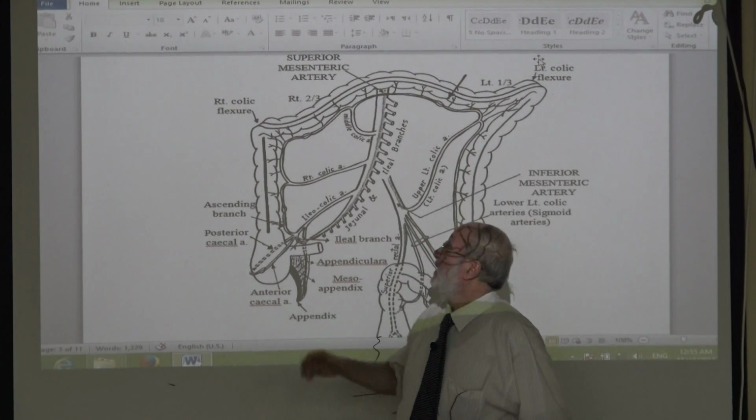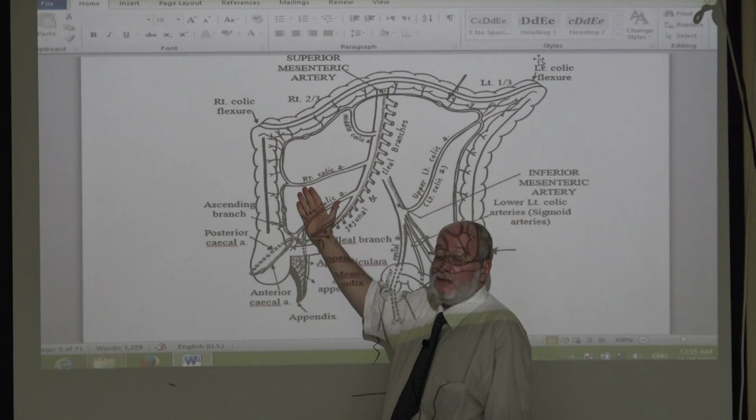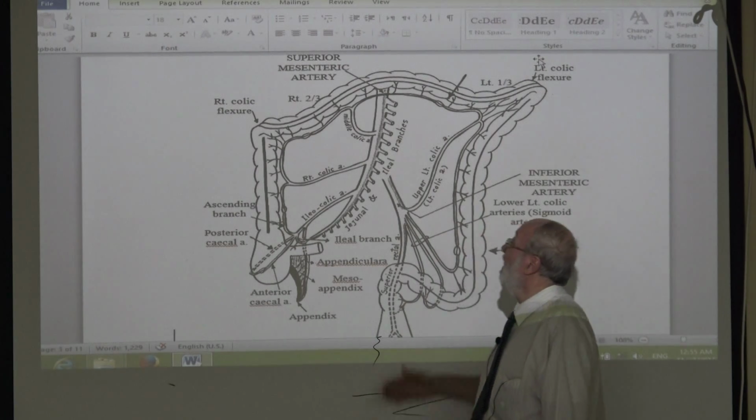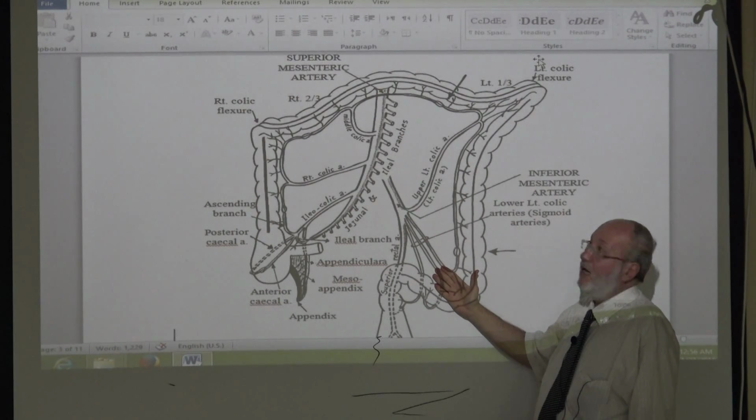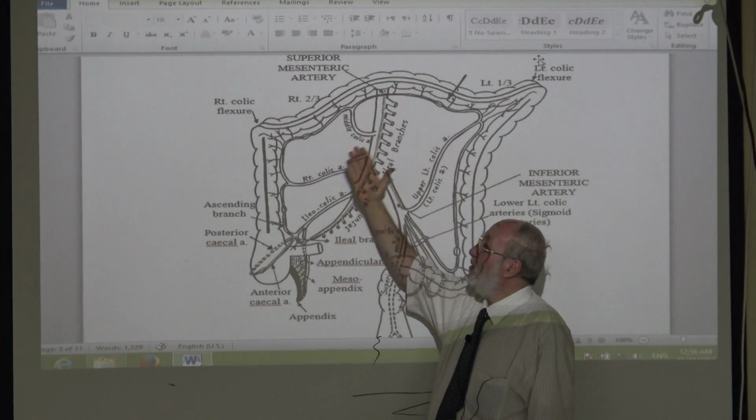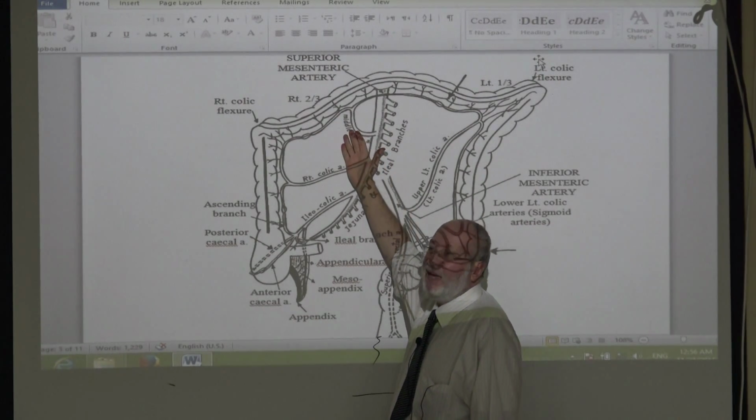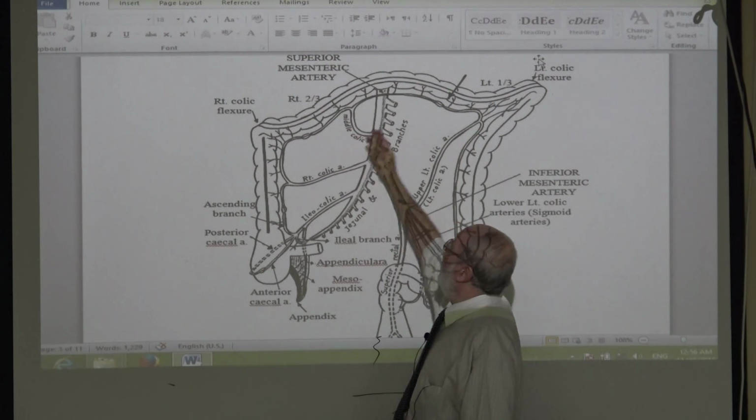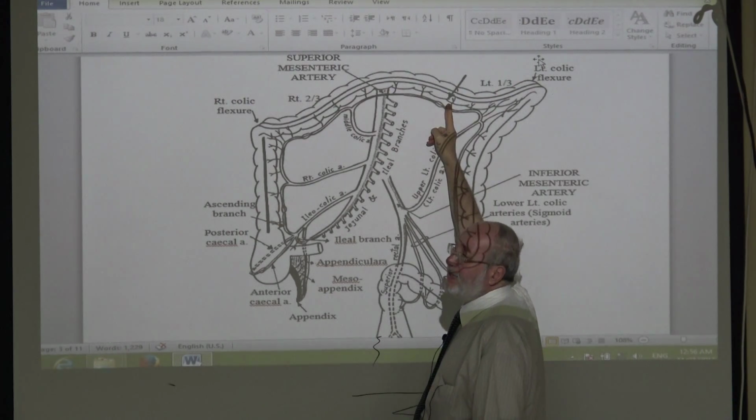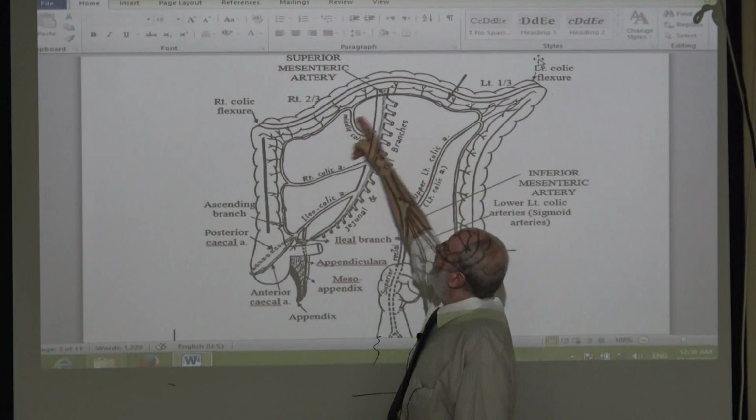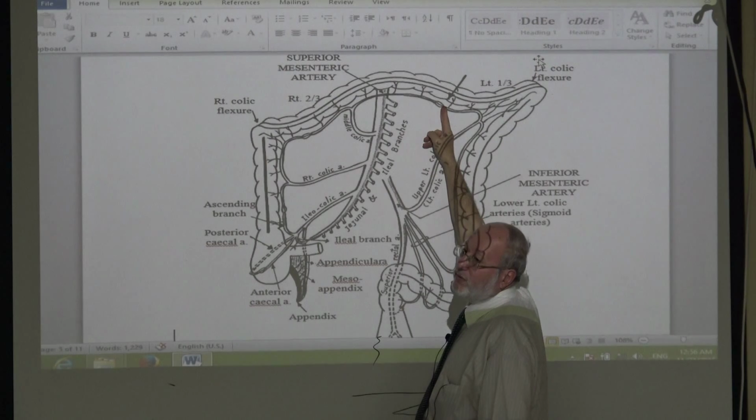And there are right colic arteries on the right side, and on the left side, there are left colic arteries. And this is in the middle, between the right and the left colic. Therefore, it should be termed the middle colic artery. And we finally reach the end of the midgut, the junction between the right 2/3 and the left 1/3 of the transverse colon.